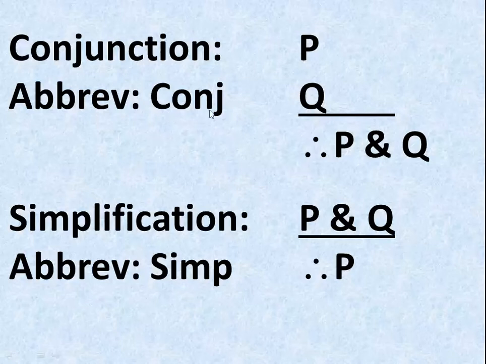And here are the abbreviations. I usually just use CONJ or SIMP. It's not a big deal as long as it's obvious what it is and you're not mixing it up with anything.